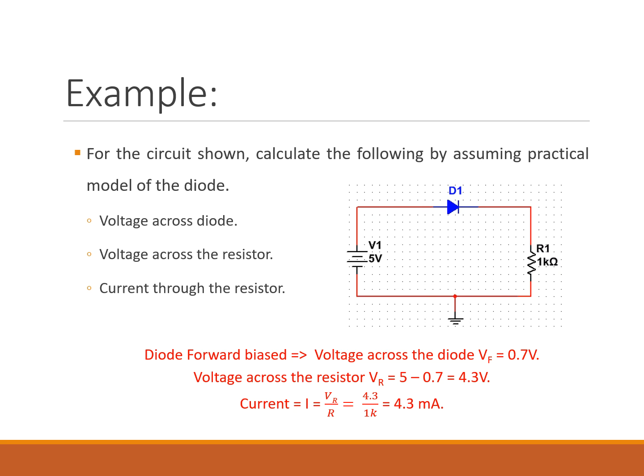Now step three, current through the resistor. Again, going back to Ohm's law, current is equal to voltage divided by resistance. In this case, we have 4.3 volts, not the 5 volts we had before. So 4.3 volts divided by the 1 kilo ohm gives us 4.3 milliamps. To recap, voltage across the diode is 0.7 volts, voltage across the resistor is 4.3 volts, and current through the circuit is 4.3 milliamps. That's lower than the 5 milliamps we got in the ideal model because now we're accounting for the real voltage drop of a silicon diode.